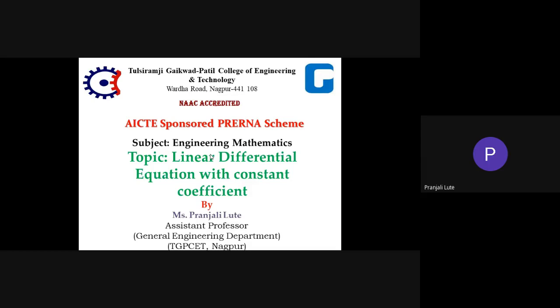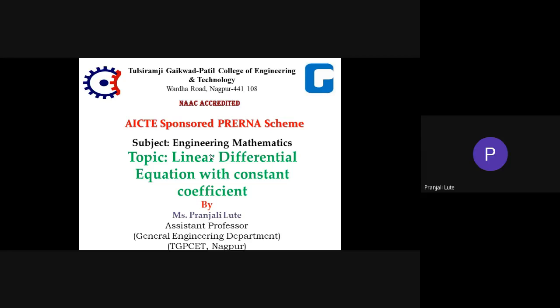In previous lecture, we discussed the definition of differential equation, order, degree, and first order, first degree differential equation, and some methods of solving first order, first degree differential equation. Which methods did we see: homogeneous, linear differential equation, then variable separable, and exact differential equation.